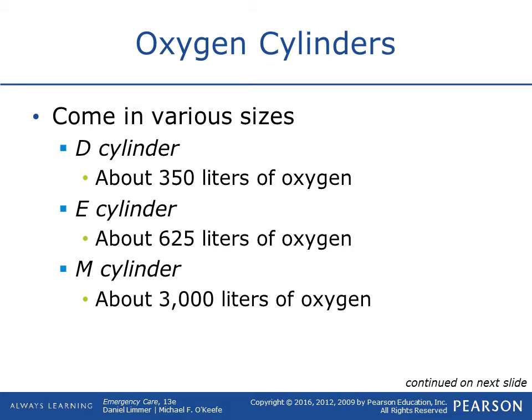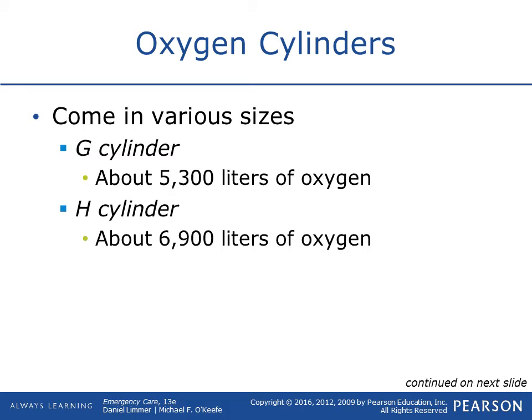Now the oxygen cylinders, they come in multiple sizes and shapes. The D cylinder, the smallest one, only holds about 350 liters of oxygen. E cylinder, one of the most common ones, 625. M cylinder at 3000. And the G and H cylinders, these are going to be the cylinders used as your primary cylinders, the big large ones that sometimes have to use a piece of equipment to load up into the ambulance. So these are the ones that all your oxygen connections in the ambulance are fed off of.